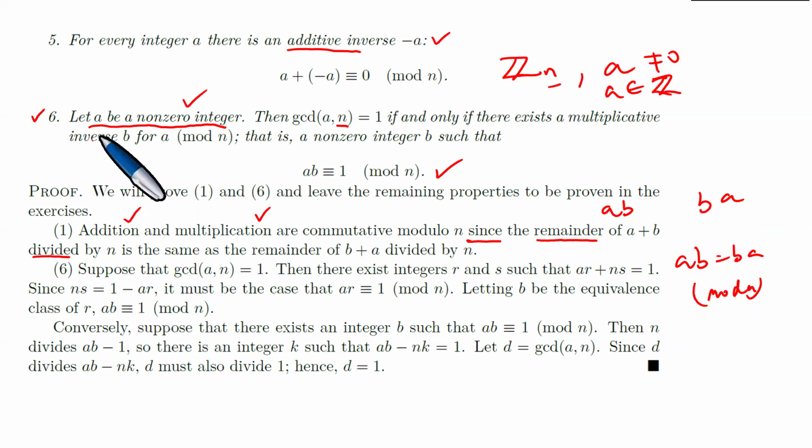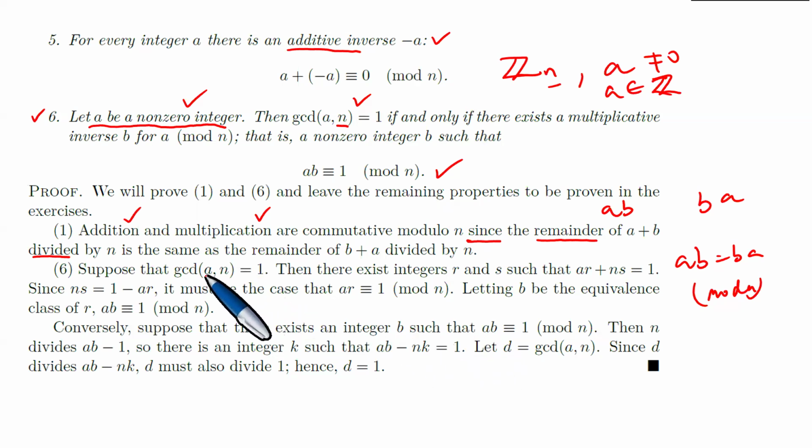Okay, now we're going to do property 6. Suppose that the greatest common divisor of a and n is 1. Then there exist integers, by the division algorithm. We have to spend time on the division algorithm, but the proof starts from the fact that we suppose the GCD of a and n is 1. Then there exist integers r and s.